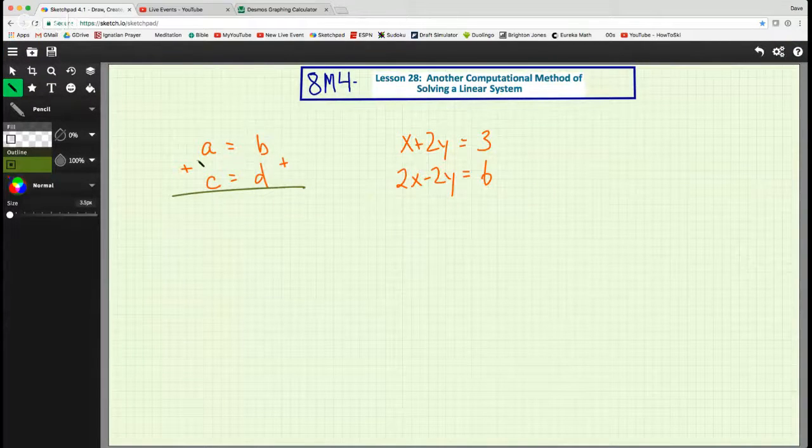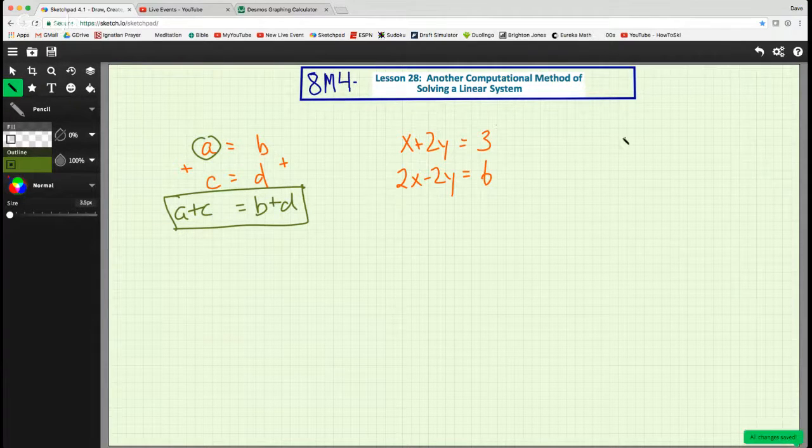So again, if two things are equal and then two other things are equal, I can take the two left sides and say that those are equal to the two right sides, and that's still true. So let's do that here. I'm going to add my left sides together, and then add my right sides together, and then we're going to see how that helps us solve this equation.